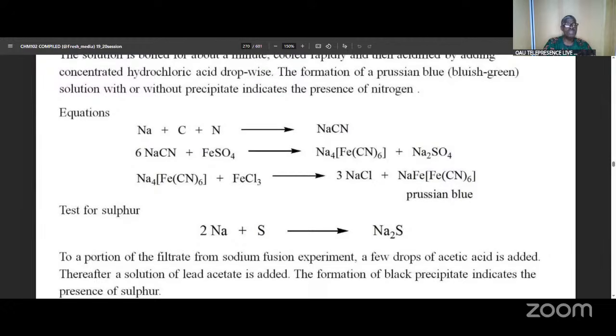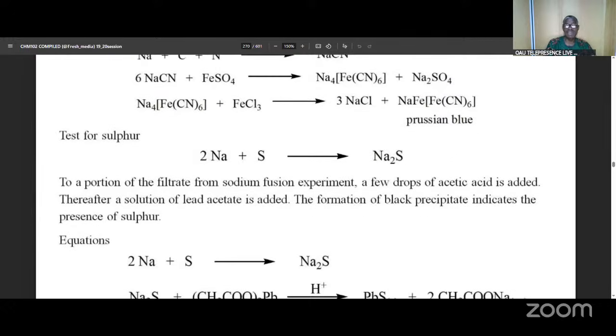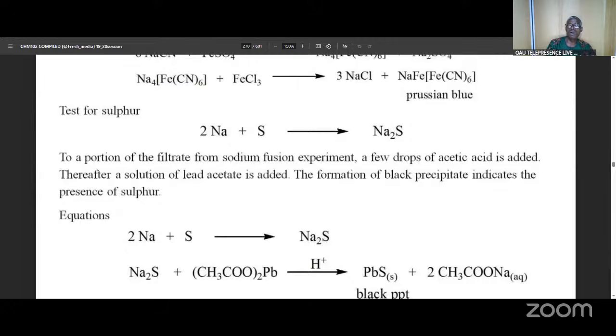Now, how do you test for sulfur? We have tested for nitrogen. How do we test for sulfur in our organic compound? Also, in our sodium test, any sulfur that is present in the organic compound will react with sodium to form sodium sulfide.